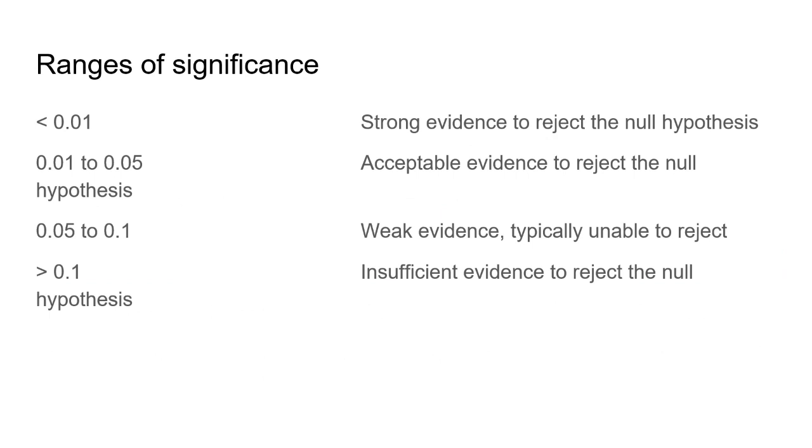So here are some guidelines for interpreting the significance. P-values that are less than 0.01 indicate there is strong evidence to reject the null hypothesis. P-values in these ranges would be acceptable evidence. In these ranges would indicate weak evidence, and anything that would be greater than 0.1 would be insufficient evidence to reject the null.